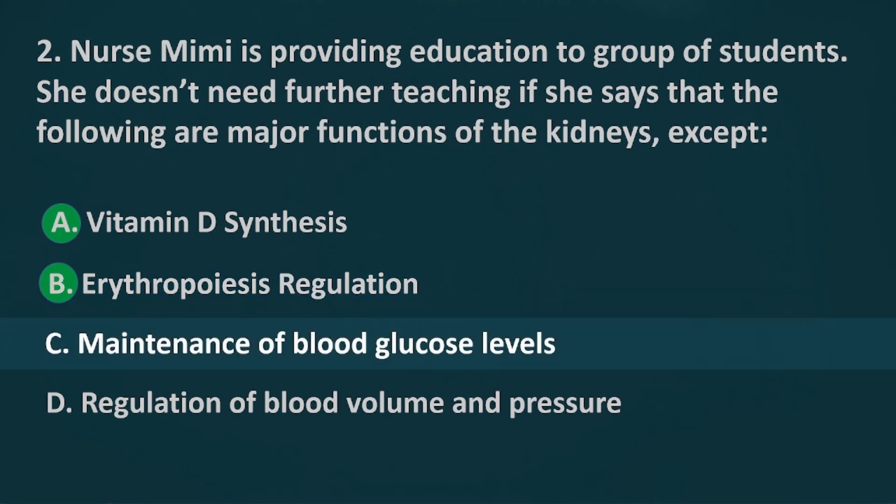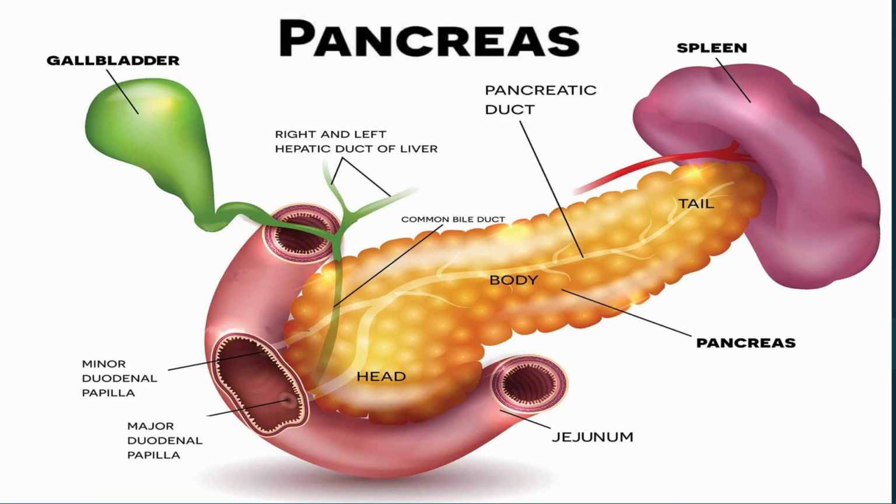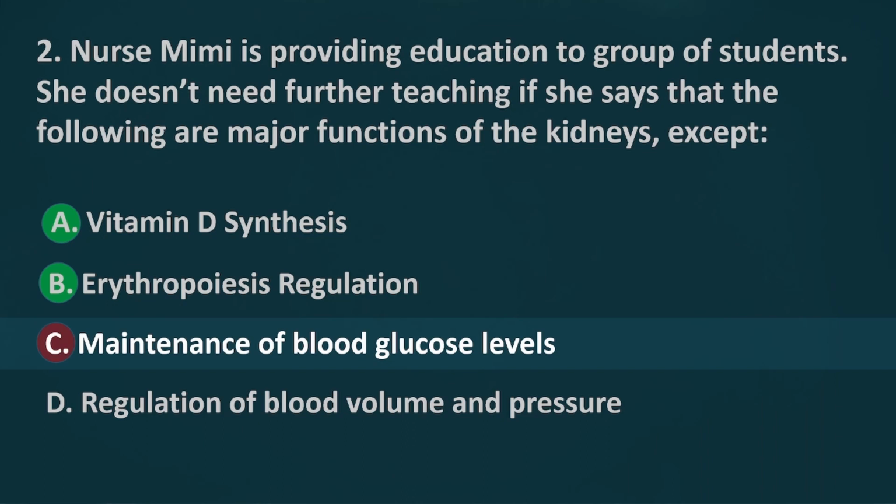correct statement. Maintenance of blood glucose levels happens by the regulation of insulin and glucagon that happens in the pancreas and not in the kidneys, making option C an incorrect statement. Kidneys play a crucial role in regulating the body's level of sodium and potassium, and remove excess water from the body that helps regulate blood pressure, making option D a correct statement. Therefore, the correct answer is letter C.